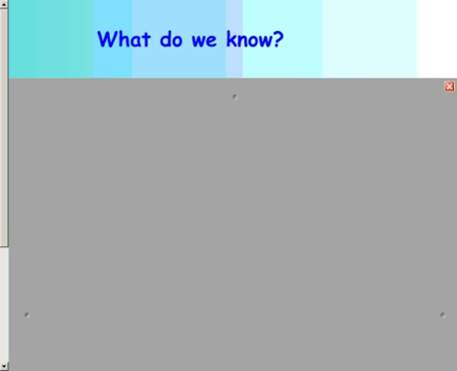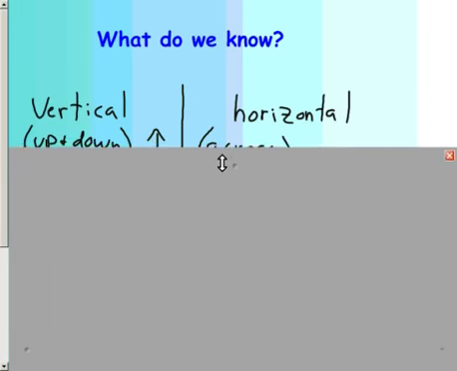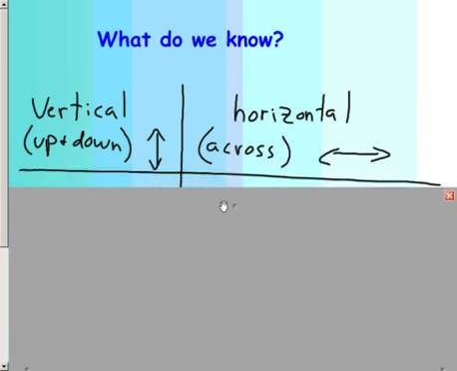What do we know? What does that tell us? First thing it tells us is that we should divide up the vertical and the horizontal motion. So on your paper, divide it down the middle. We're going to talk about what's vertical and what's horizontal. I missed the middle of my screen here by a little bit, so sorry about that.